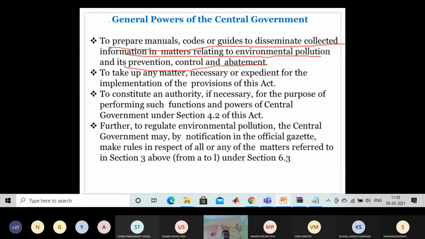To take up any matter necessary or expedient for implementation of the provisions of this act. And whatever necessary arrangements or necessary permissions are needed, that is also going to take place.